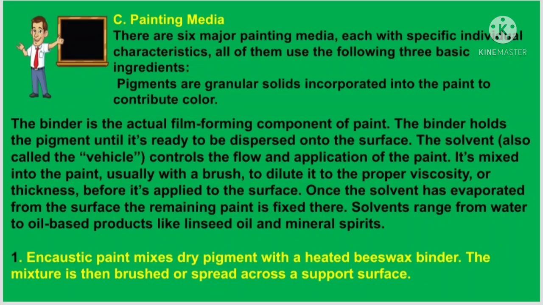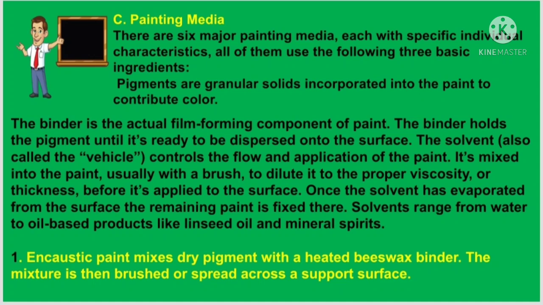C. Painting media. There are six major painting media, each with specific individual characteristics. All of them use the following three basic ingredients. Pigments are granular solids incorporated into the paint to contribute color. The binder is the actual film-forming component of paint. The binder holds the pigment until it's ready to be dispersed onto the surface. The solvent, also called the vehicle, controls the flow and application of the paint.